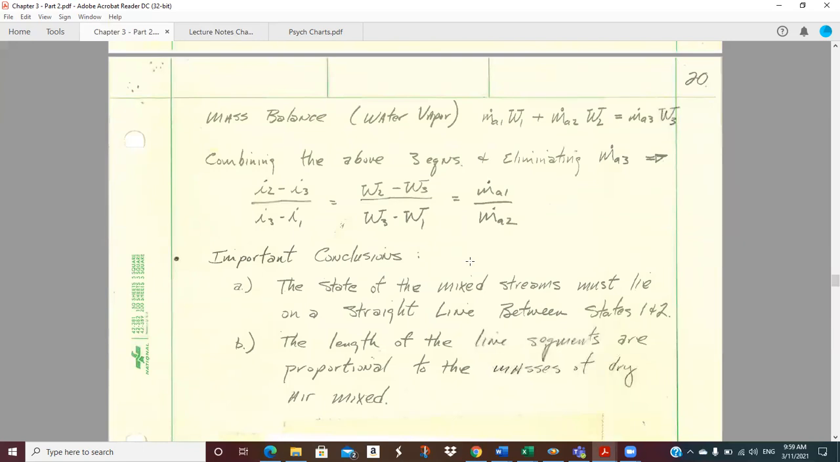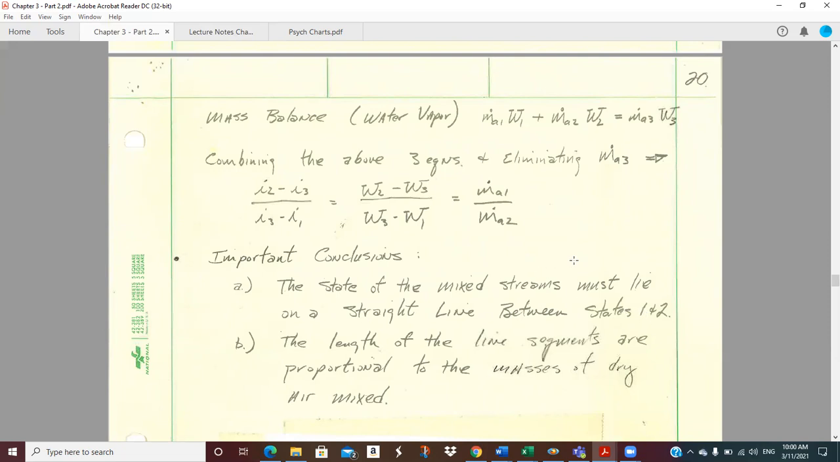Conclusions, and I don't know if this would be immediately obvious to you or not, but they are true. The state of the mixed air streams must lie on a straight line on a psych chart between states one and two.